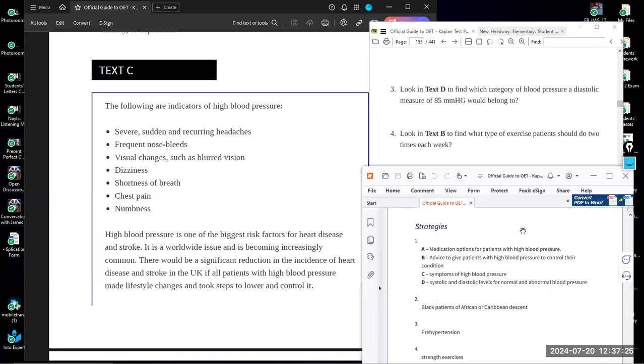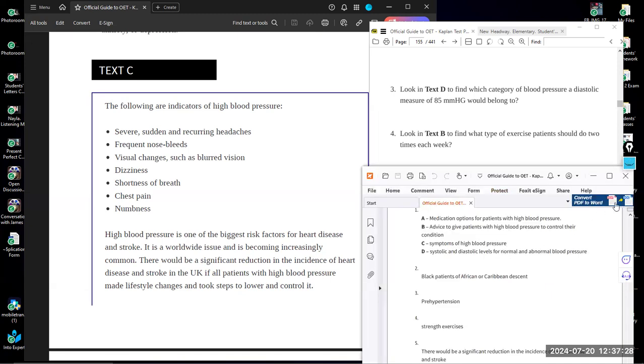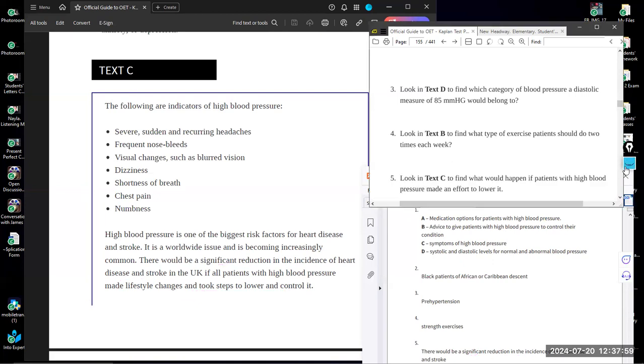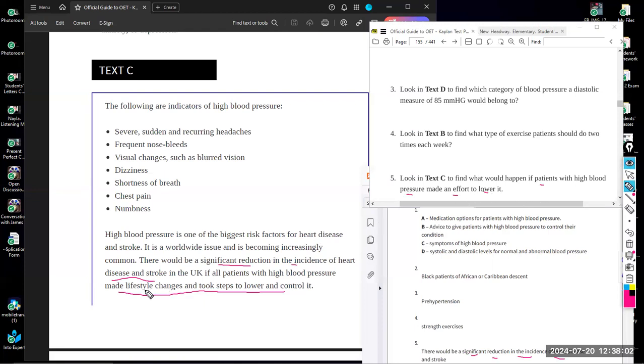Okay, let me show it to you. This is it. Thank you so much. It would be a significant reduction in the incidence of heart disease and the stroke. Exactly, this is it. And this is the keyword that I have to look for, because absolutely the exact words are not going to be written. The writer is going to show you synonyms, antonyms, definitions, or maybe some examples. So to lower it is to make some changes in their lifestyle, just to lower it. Exactly. Thank you so much.